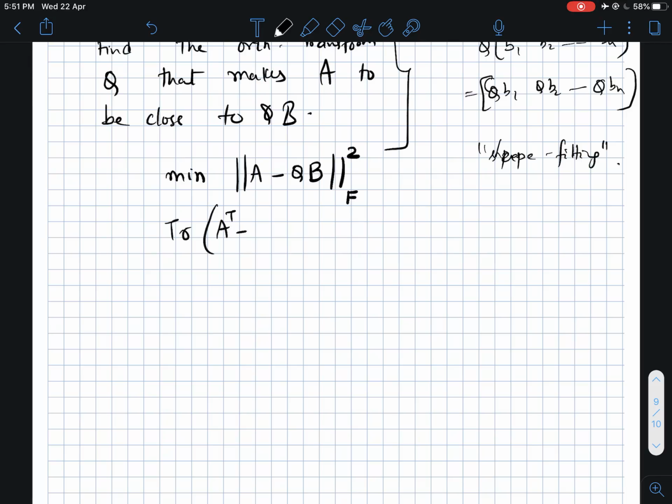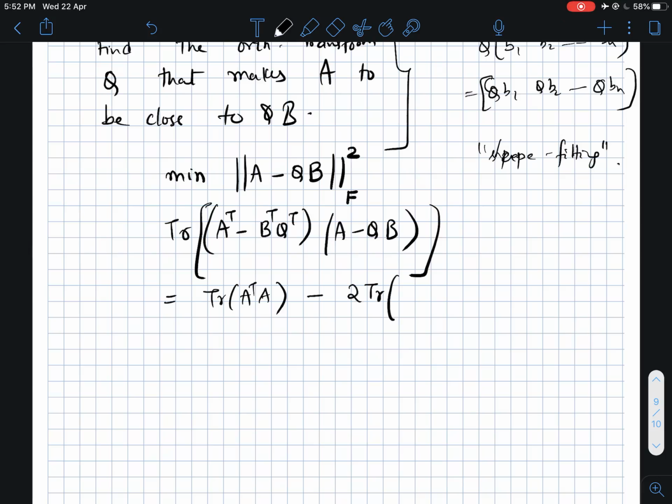So how do we go about this? Well, the beauty of the Frobenius norm is that you can write it as a trace: trace of (A transpose minus B transpose Q transpose) times (A minus QB). Correct? The Frobenius norm of any matrix squared is the trace of the transpose times the matrix. So you apply that and expand the whole thing out. You get trace of A transpose A minus, jumping a step, trace of B transpose Q transpose A, plus trace of B transpose Q transpose QB.